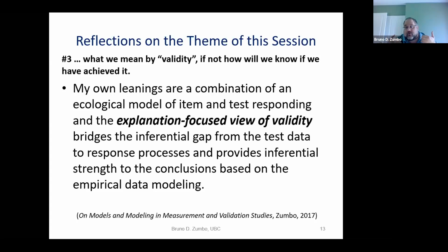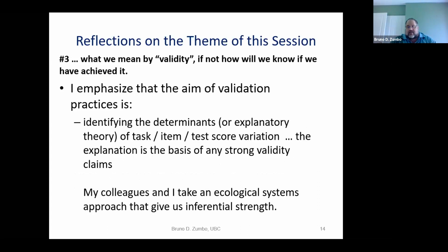In a simple sense, let's bring this into a science. Let's develop explanatory approaches. Some of them may be mathematical models, other types of explanation. There are even narrative explanations that are very rich and beautiful. These explanations are what drive validity. In fact, the explanation is what we're trying to achieve. I emphasize that the aim of validation, my own, is to identify the determinants, an explanatory theory, of task, item, and test score variation. The explanation is the basis of any strong validity claims.